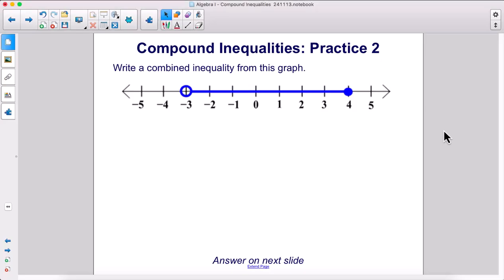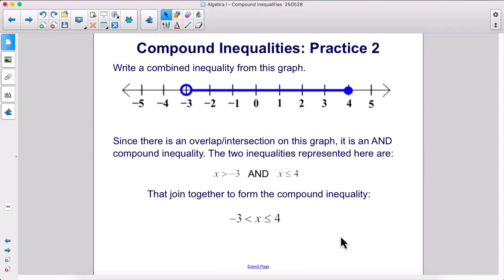Write a combined inequality from this graph. Since there's an overlap on this graph, it is an AND compound inequality. The two inequalities represented here are x is greater than -3 and x is less than or equal to 4. They join together to form the compound inequality -3 is less than x is less than or equal to 4.